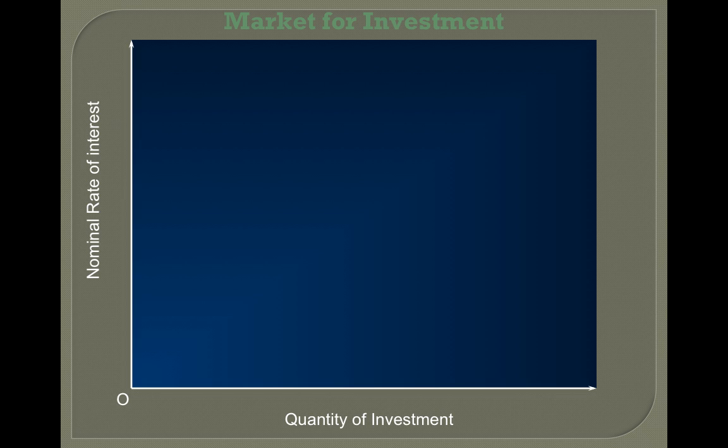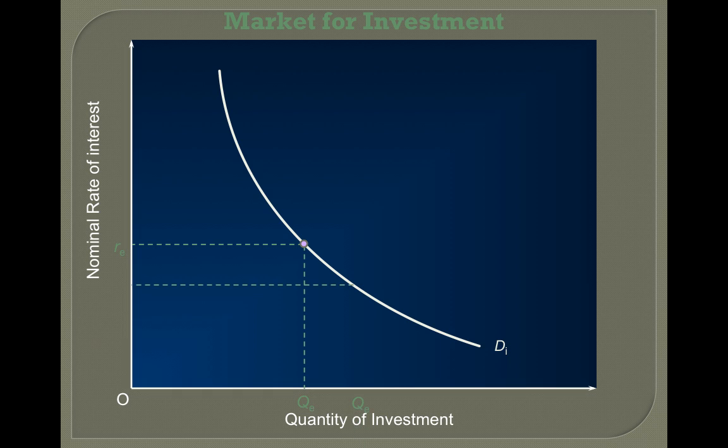We could take that same, very similar diagram, but with just a demand curve to show the market for investment, and we have the interest rate and the quantity of investment. And as we saw in the previous slide, when they increase the money supply and interest rates go down, what's going to happen to the quantity of investment? Well, when interest rates are low, there's going to be an increased quantity of investment.